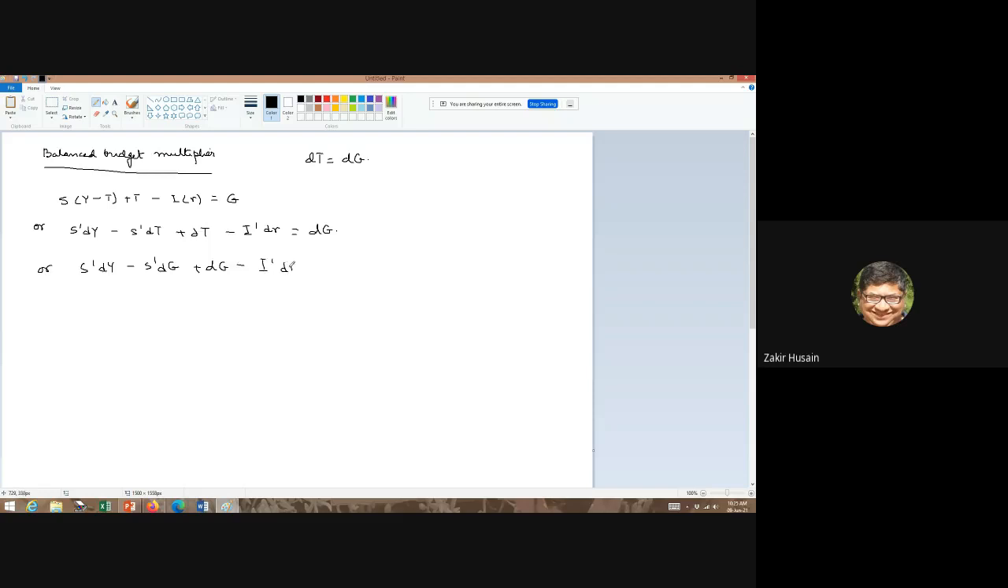And you can see that there's a dg on both sides. So this and this is going to cancel out. So we have S prime dy minus I prime dr equal to, let's put a dg over here. And this is equal to minus S prime, yeah, plus S prime.